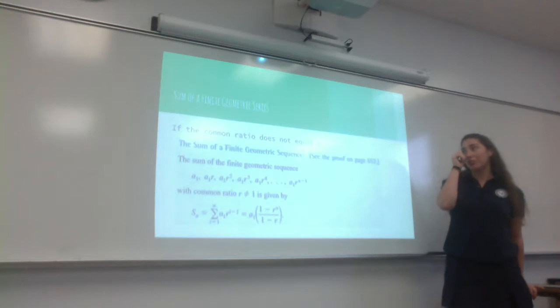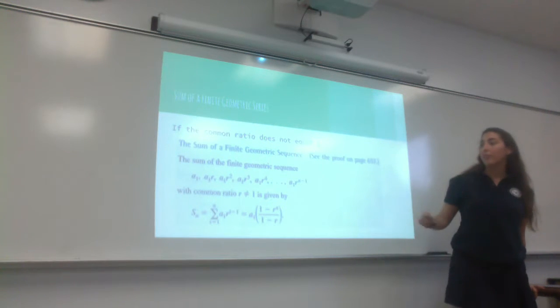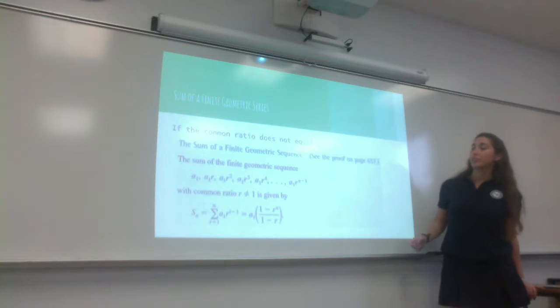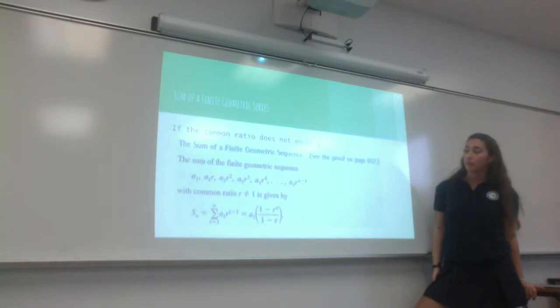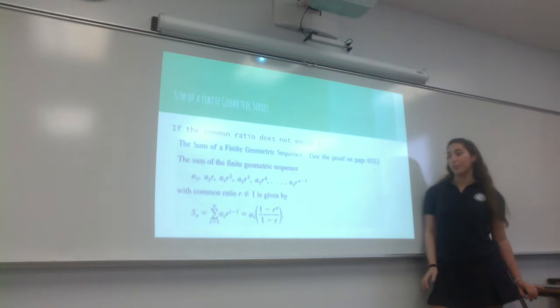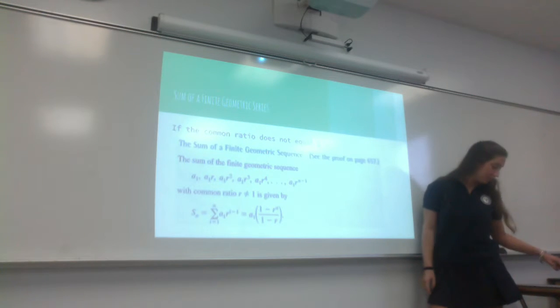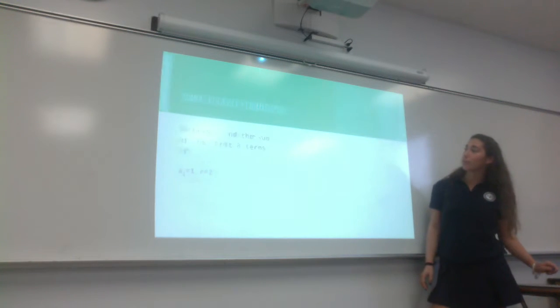And the thing is the common ratio cannot equal 1. The formula is the first term times 1 minus r to the nth over 1 minus r. And then here is an example for that one.